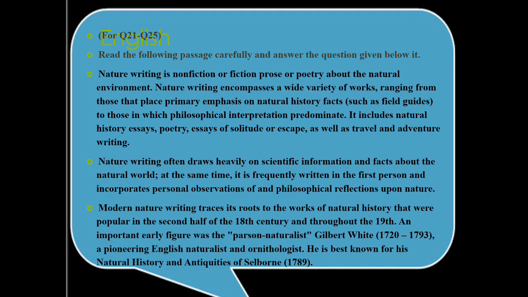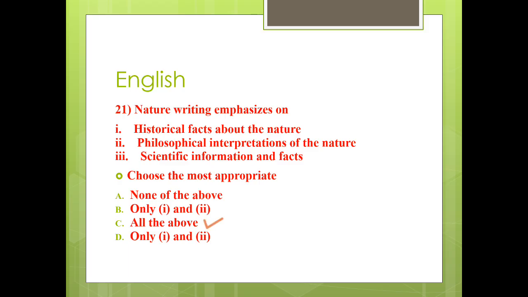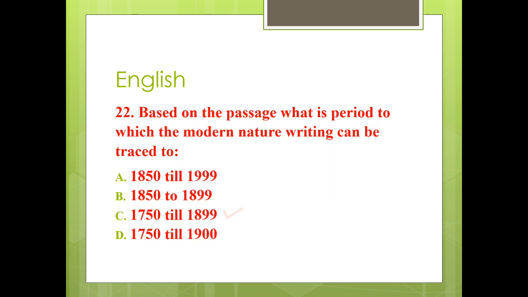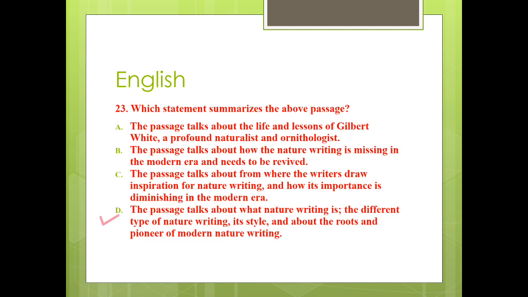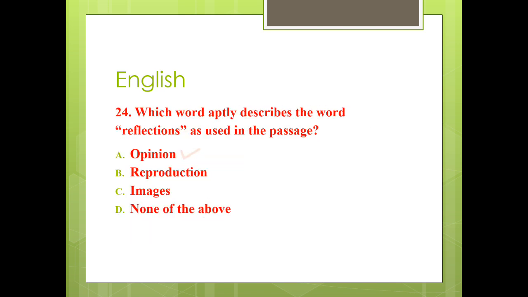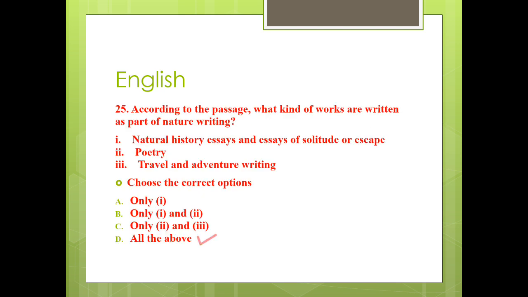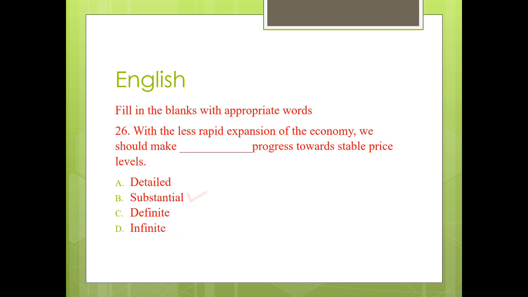Now moving on to English. For this question, you have to read out the passage. I think it's very easy when you have to read the comprehension. Just read it properly, choose the answers, and that's easy. 22 is C, 23 is G over here, 24 is A. The answer to 25 is D, all of the above.